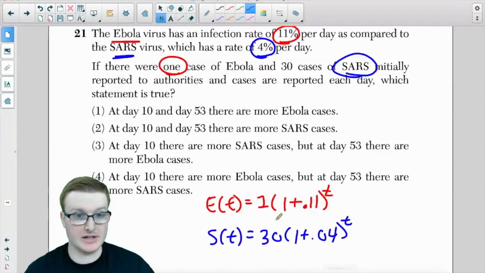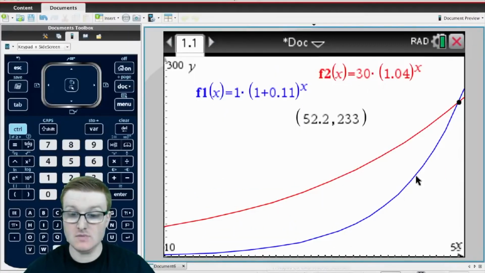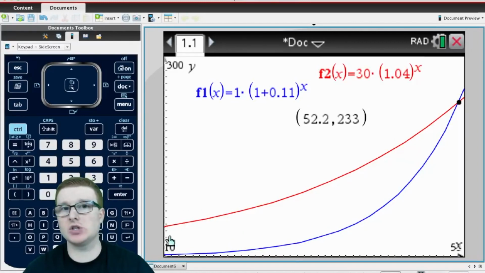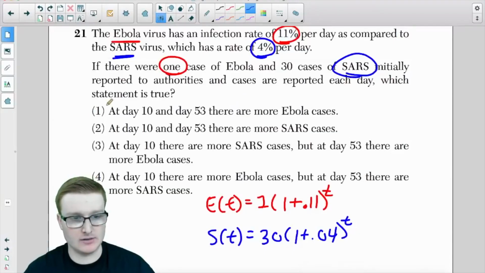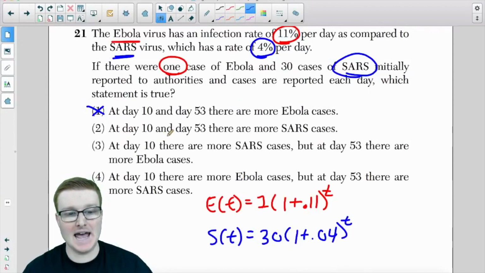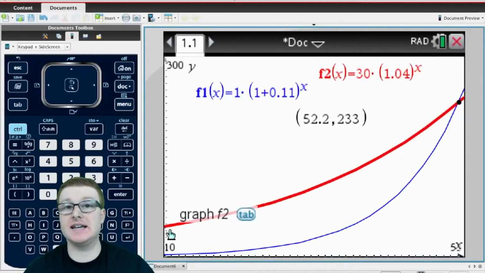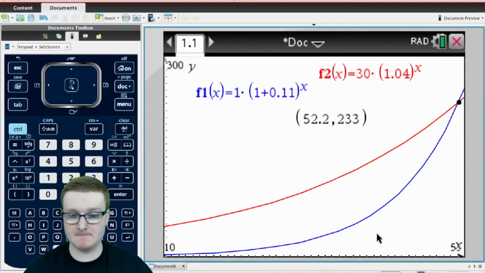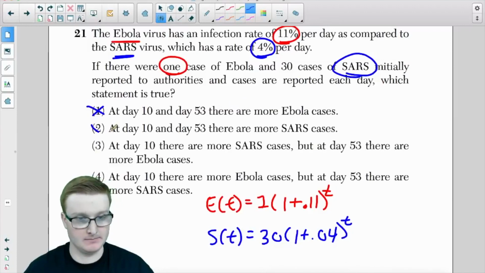So, let's take a look here. At day 10 and day 50, there are more Ebola cases. Absolutely not. That is only true for day 53. There are more Ebola cases on day 53, but on day 10, it's down here, there are more SARS cases. So that's not true. At day 10 and day 53, there are more SARS viruses. As I just said, no, the SARS virus has more cases at day 10, but fewer cases at day 53. Okay, so that is not true.